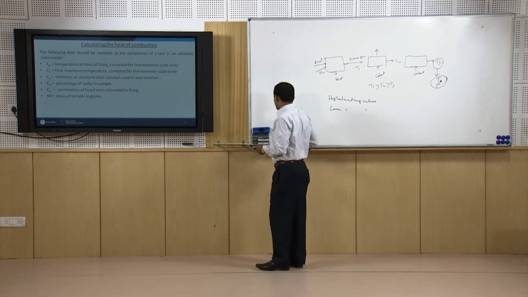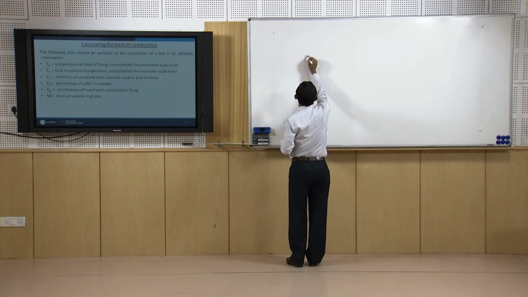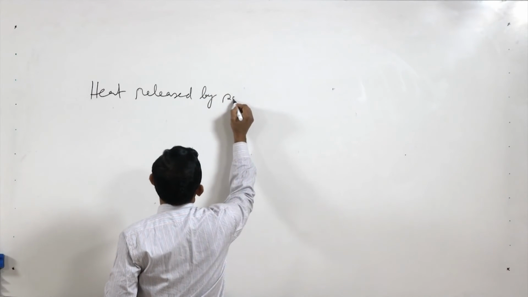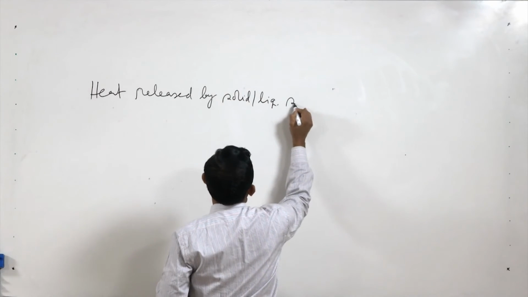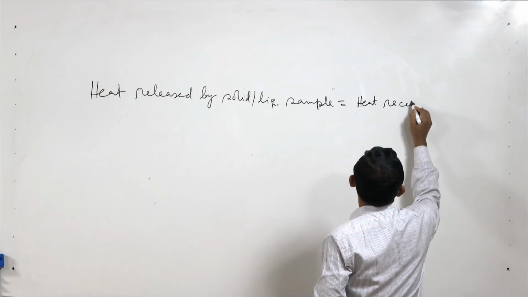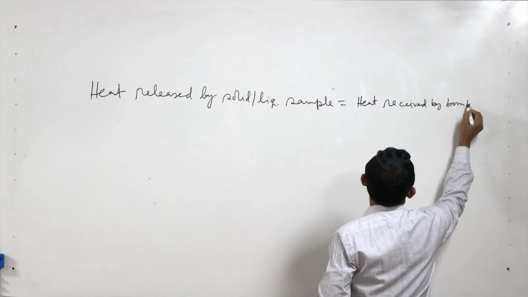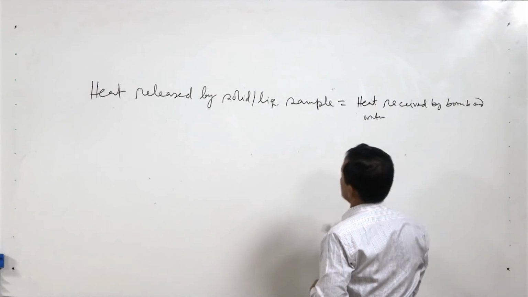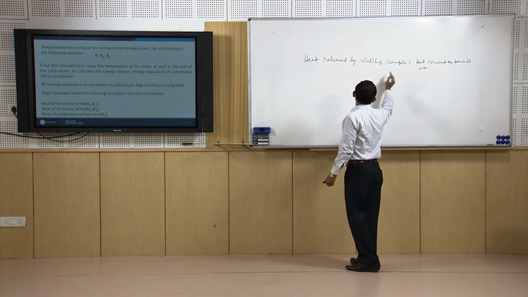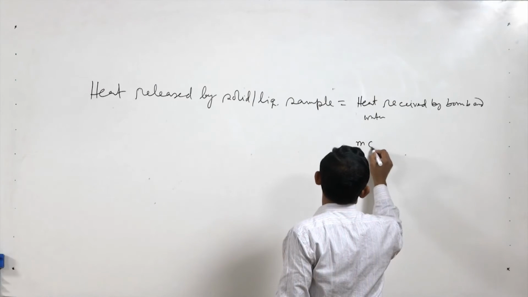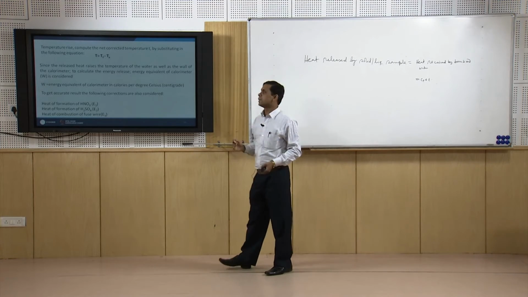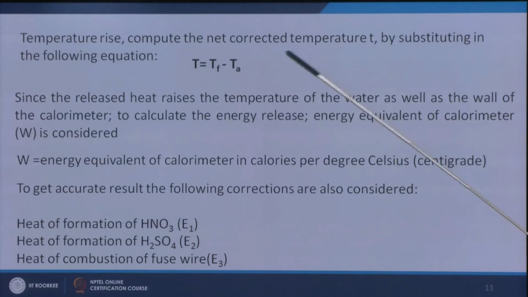Then what is the principle? Heat released by the waste sample is equal to heat received by the bomb and water in the bucket. So, how can we measure? This is equal to m Cp dT, mass Cp into del T. Del T can be measured, that is Tf minus Ta, final temperature minus initial temperature, so del T equals Tf minus Ta.